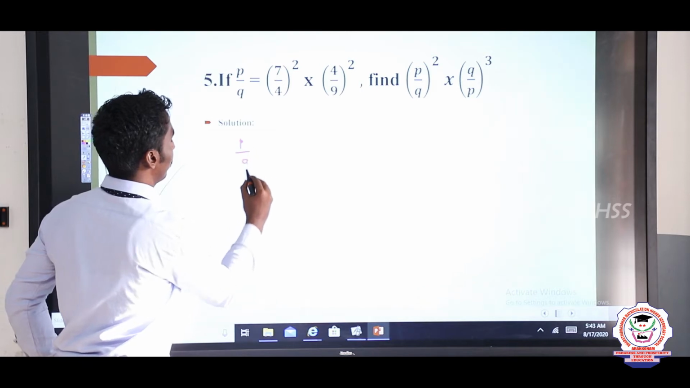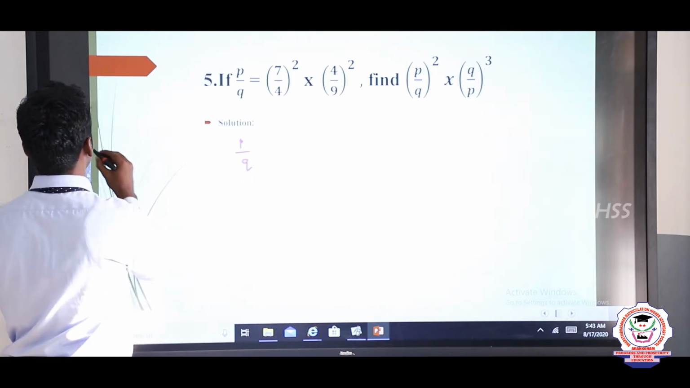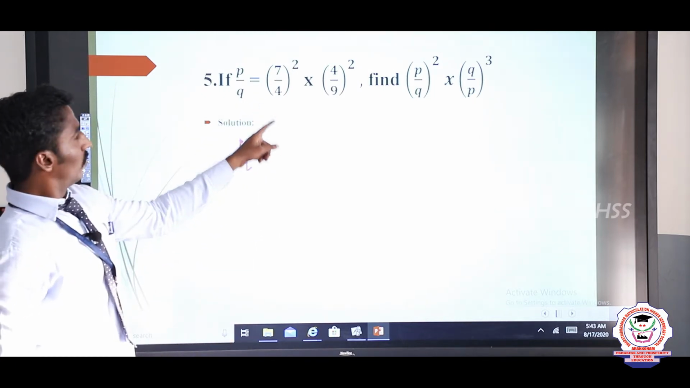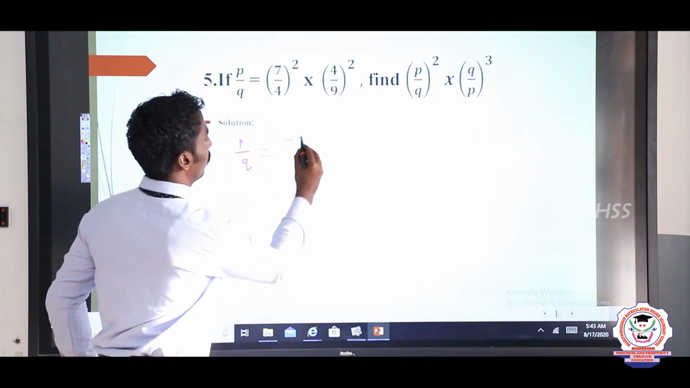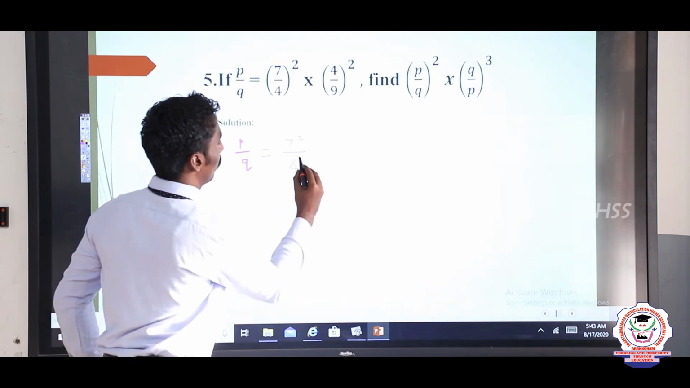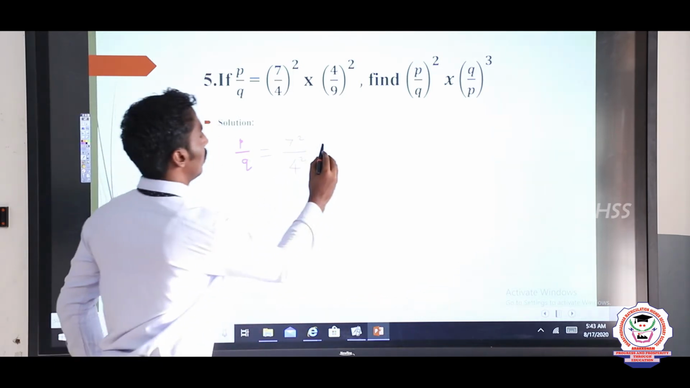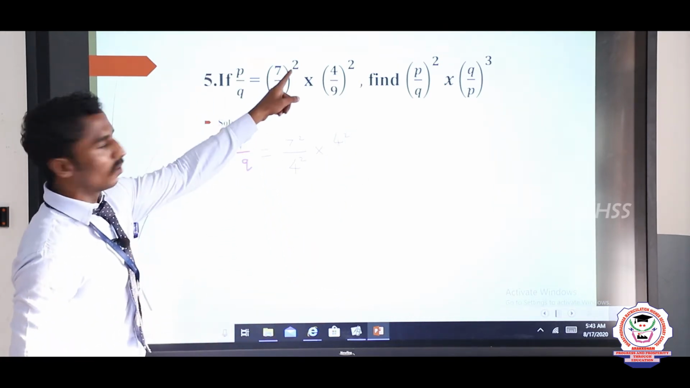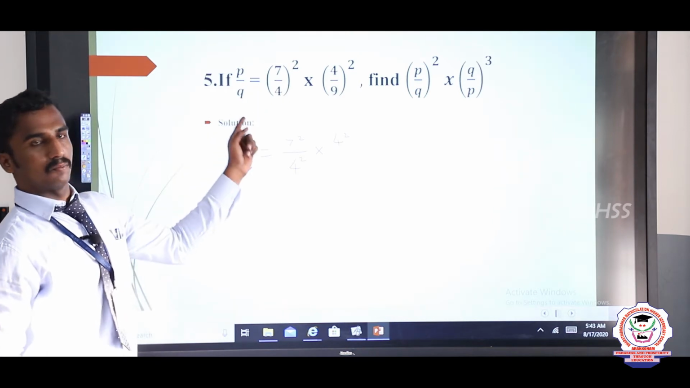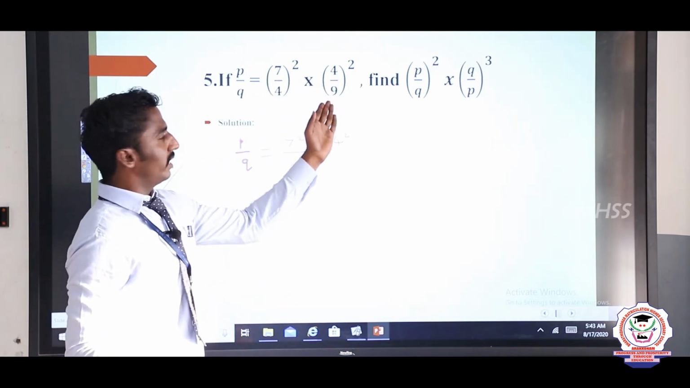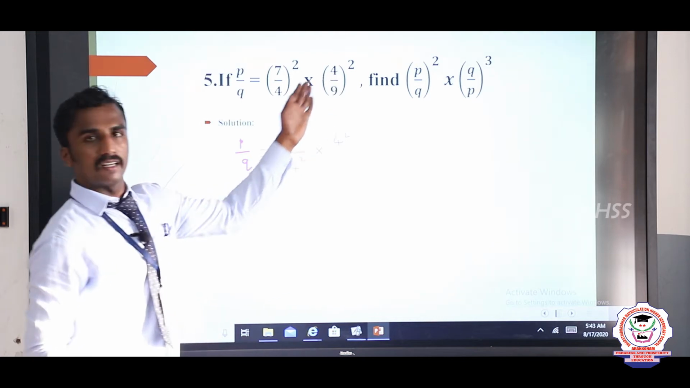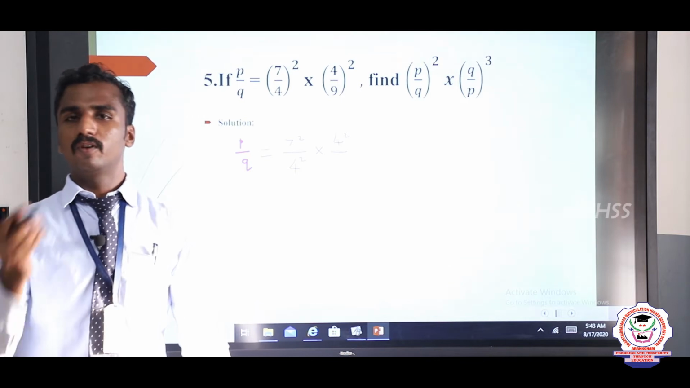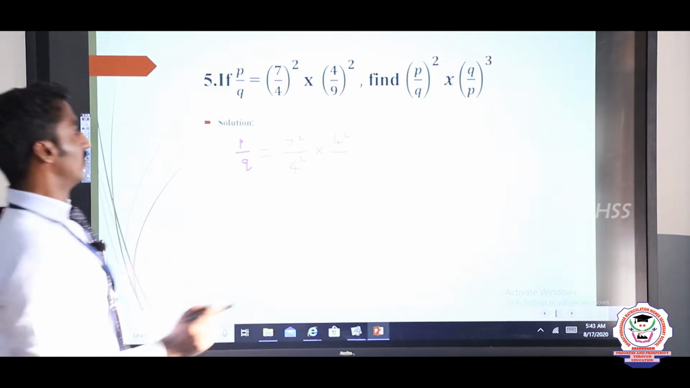P by q equal to 7 by 4 whole square, so 7 power 2 divided by 4 power 2. This is the formula a by b whole power m, that is a power m divided by b power m. Same formula for 4 by 9 whole square, so 4 square divided by 9 square. What is the formula? a by b whole power m equal to a power m divided by b power m.